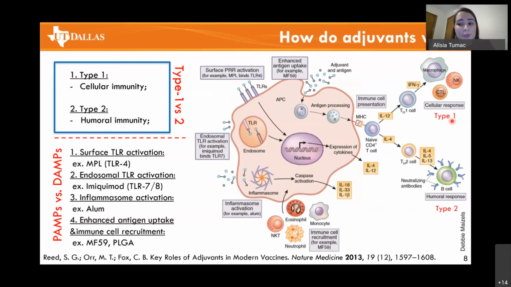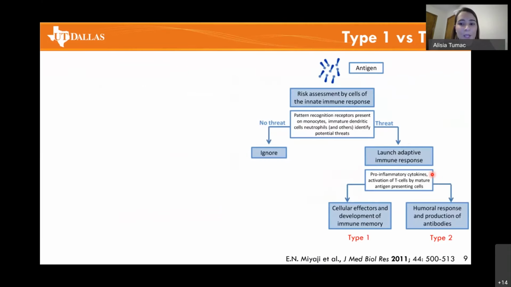Type 1 being the cellular response and type 2 being the humoral response. As I mentioned before, the presence of antigen alone can, because it needs to be in such a small amount, may or may not induce an immune response, and it is likely that it will not, especially because it's unable to replicate. So the dose that you inject is the dose that you have in the system. So it will most likely be recognized as not a threat.